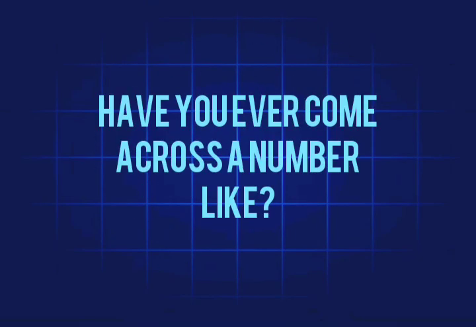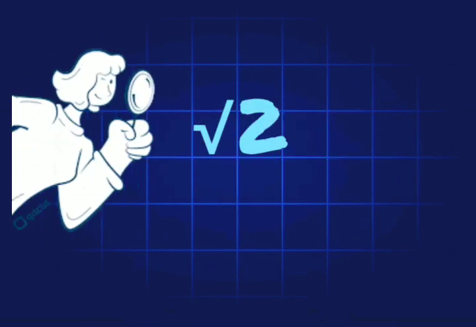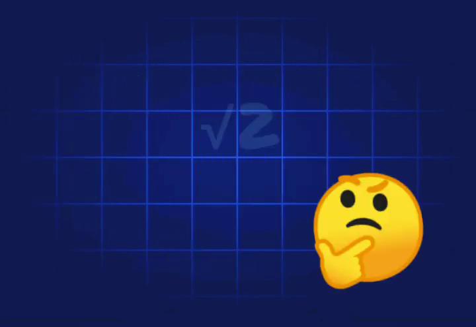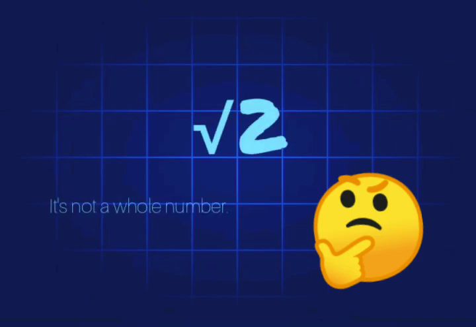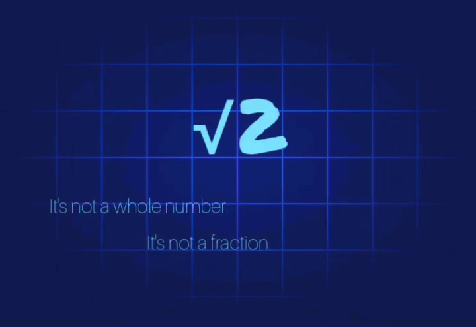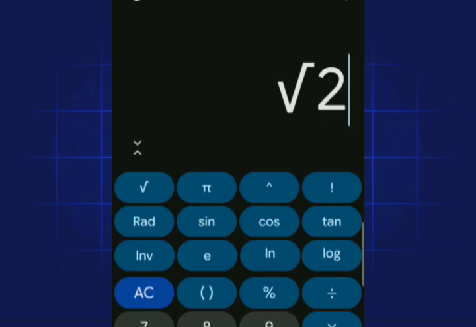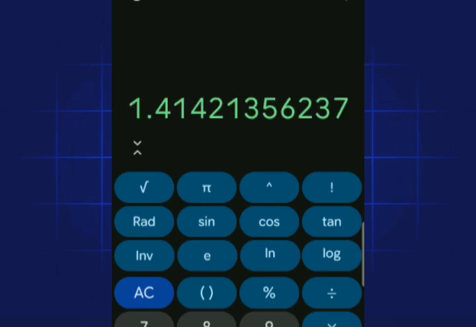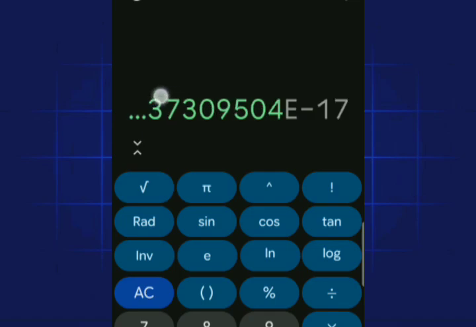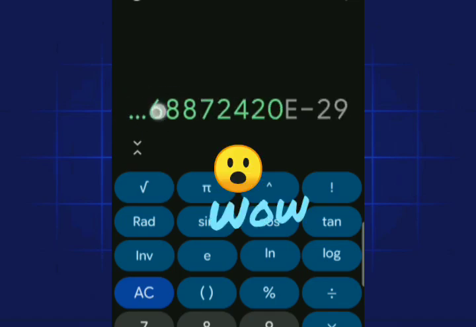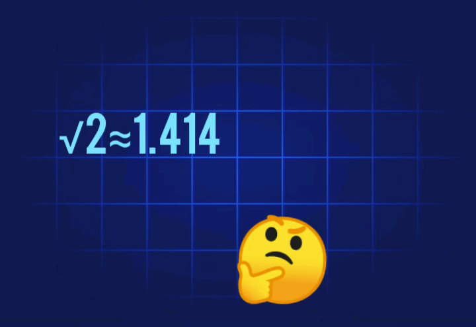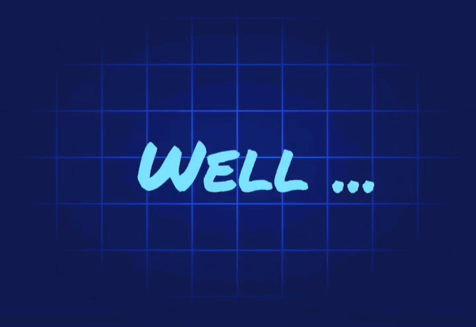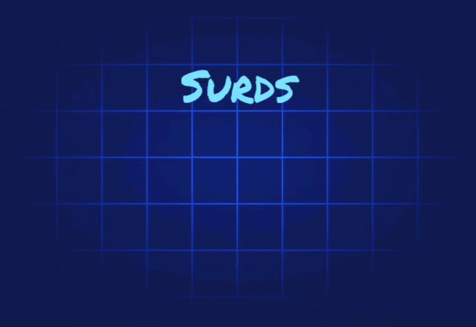Have you ever come across a number like the square root of 2 and thought, what exactly is that? It doesn't seem to be a whole number and it doesn't seem to be a fraction. And if you put it into a calculator, you get something like 1.414 blah blah, it keeps on going. So why don't we just call it 1.414? Well, that's where surds become interesting.